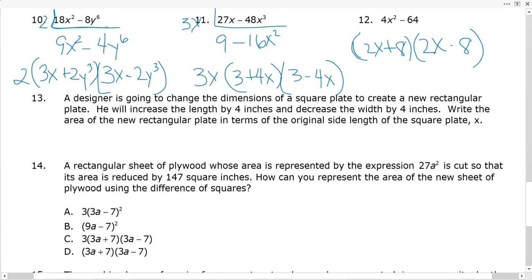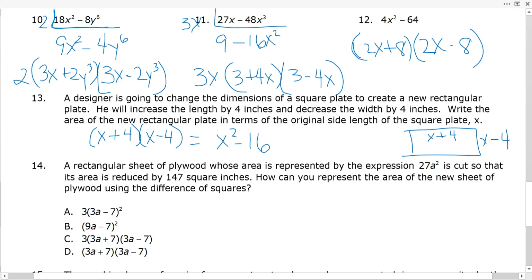Okay, so 13. I have a square plate, and I want to make a rectangular plate. So here's my plate. It's going to be increase length, so this is x plus 4, and decrease width is x minus 4. So if I have the area, which is x plus 4 times x minus 4, I know that that's going to be x squared minus 16. So that's the new area. Okay.